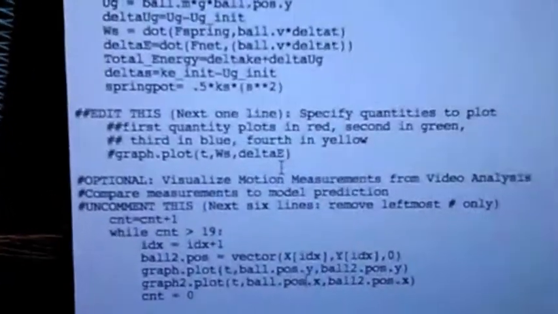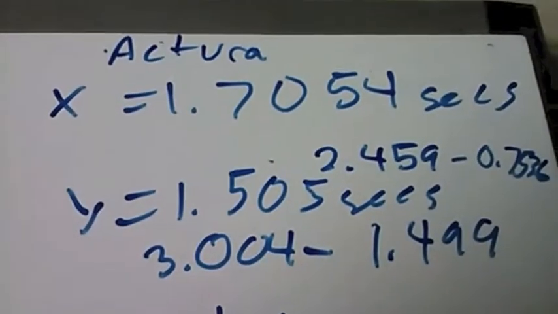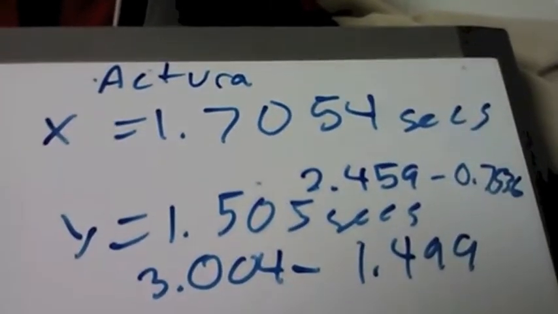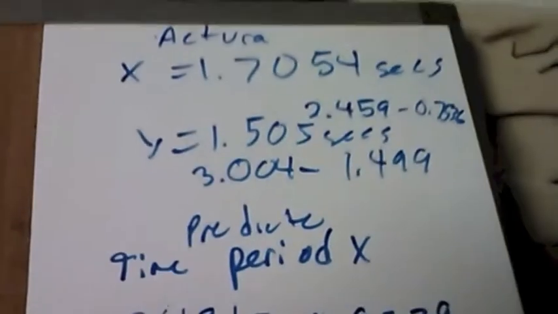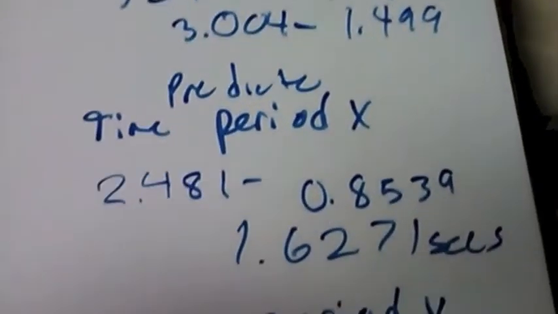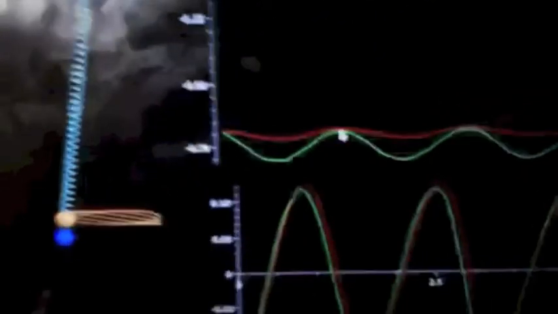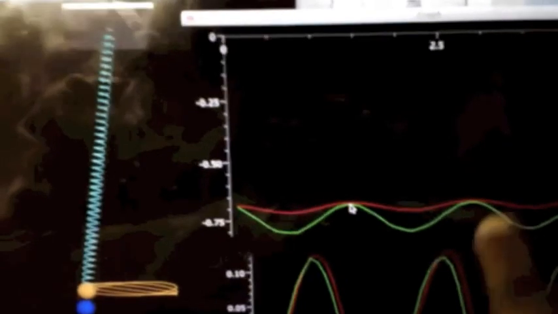This is the code. On top here, we actually have the actual time periods for the graph. As you can see, compared to the predicted one, they're not off, only by maybe fractions of a second. So that shows that our data is pretty accurate. And once again, this is calculated by taking the peaks of each of the curves and subtracting them from each other. So this from that.